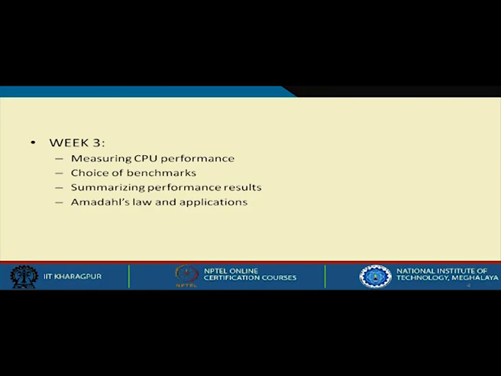Then we moved on with week 3, where we actually discussed the quantitative approaches in evaluating the design alternatives. By this, what we mean is that this is a very important concept in modern day technology if you think of it, and here we actually showed how we can say that a computer A is better than computer B. On what ground can you say that?